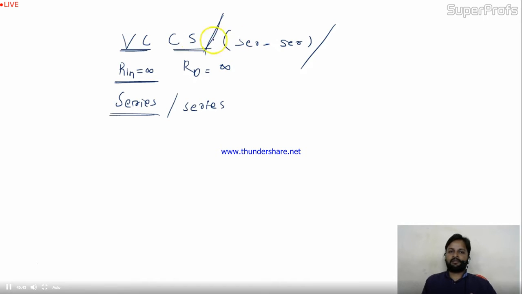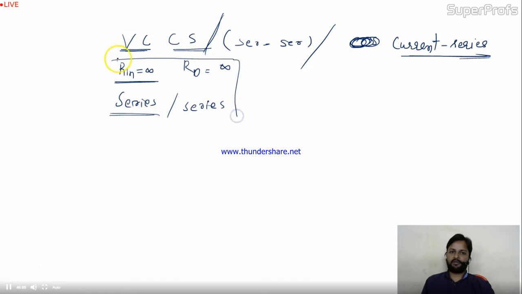So another name of this will be current series, or I call it current series. Okay, we'll come to this in the next unit. What I wanted to show you is, for voltage control, voltage source and current control, what is the value of input and output resistances. I think that part is over.